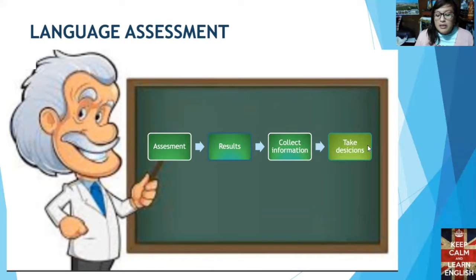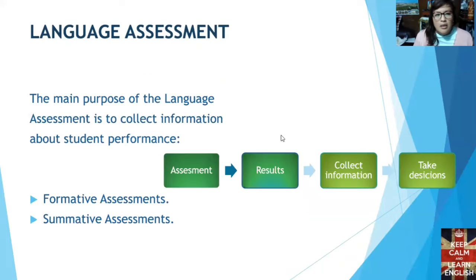The results will allow the design of strategies to improve the language skills and know how much they have learned and what else they need to learn, or in any case, to pass or not pass to another level. The main purpose of language assessment is to collect information about the student's performance. Please do not forget. Okay, and for this, the teacher can use formative and summative assessment or both at the same time, okay?